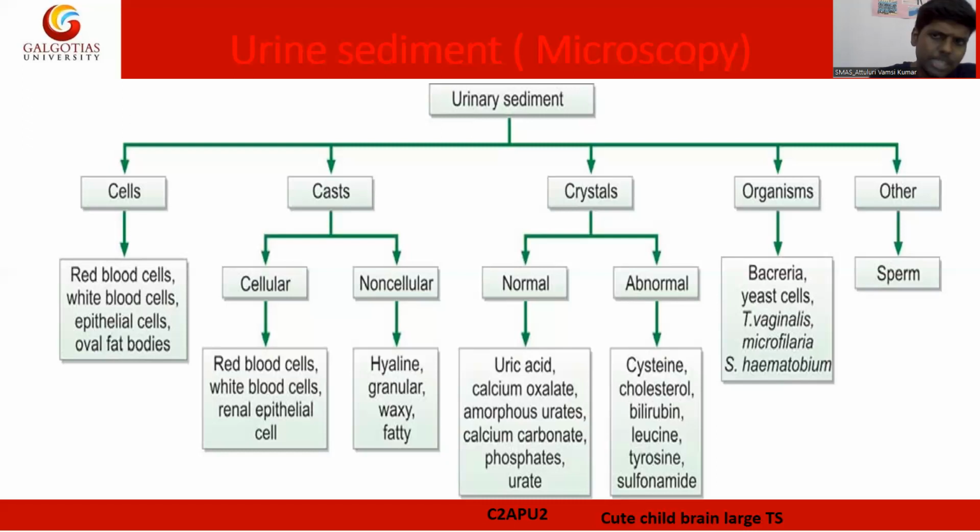Apart from this, we can also identify microorganisms such as bacteria, yeast, protozoans, parasites, or even some fungal elements in the urine. And other things that we might see very rarely include sperms. So these are the things that we will see in urine microscopy. Now I will directly move on to the crystals of urine microscopy, because crystals give crucial information about hemolysis.